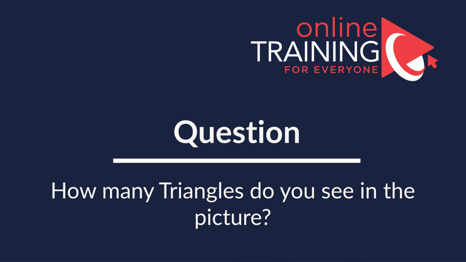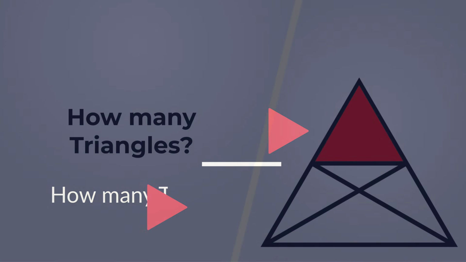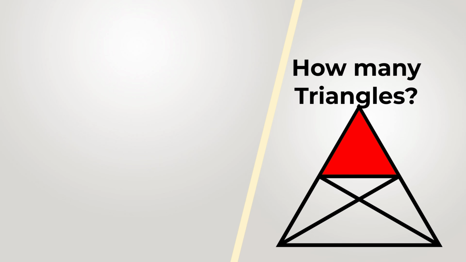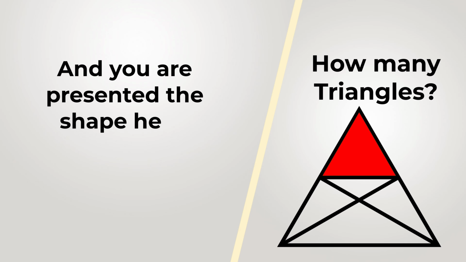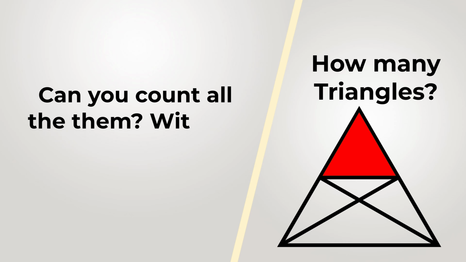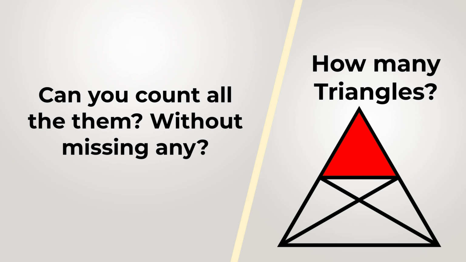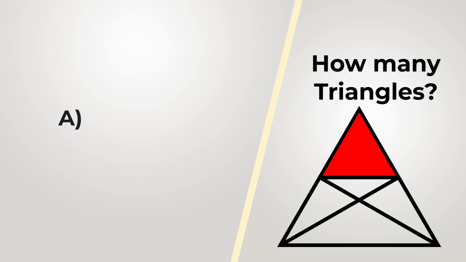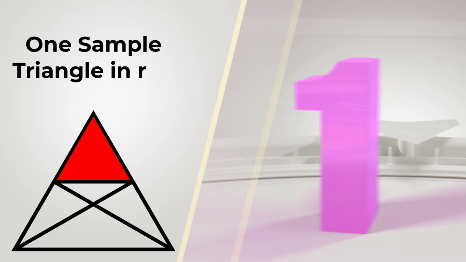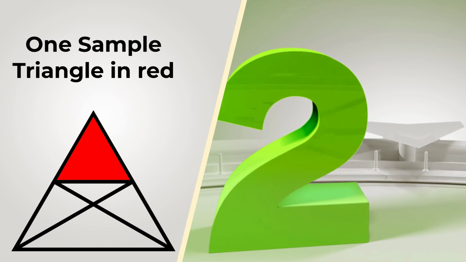This is one of my favorite questions, and there is a very high chance that you will get it on the assessment test. How many triangles do you see? You're presented with the shape on the left. There is a large triangle, and there are also lines inside of this large triangle. You have 4 different choices. Choice A, 9 triangles. Choice B, 12. Choice C, 17. And choice D, 24. One triangle is highlighted in red, but there are a lot of other triangles.